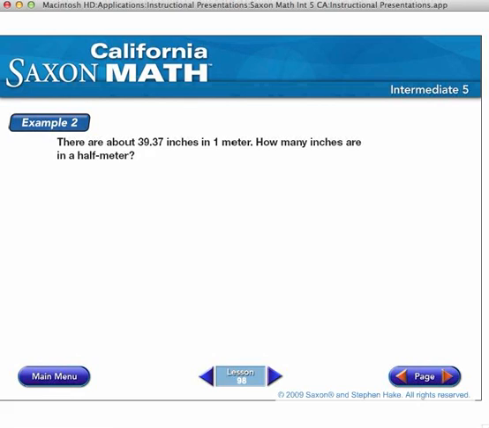Example 2, there are about 39.37 inches in 1 meter. How many inches are in half of a meter? Instead of dividing by 2, I'm actually going to think of half of a meter as 0.5 meters because I know that half and 0.5 are equivalent. So I have 39.37 inches times 0.5 meters.